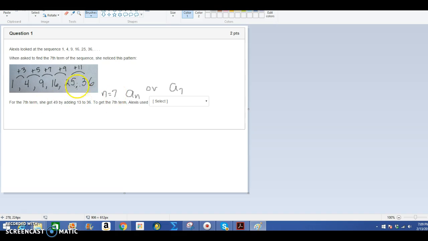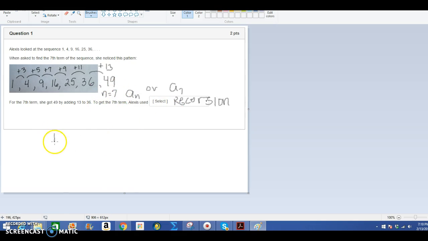The way that she got her answer, she got 49, and she did so by adding 13 onto 36. And so she got her next number of 49. So the way she did this was using recursion, or recursively. Terrible handwriting, but we'll go with it. So she used recursion here.